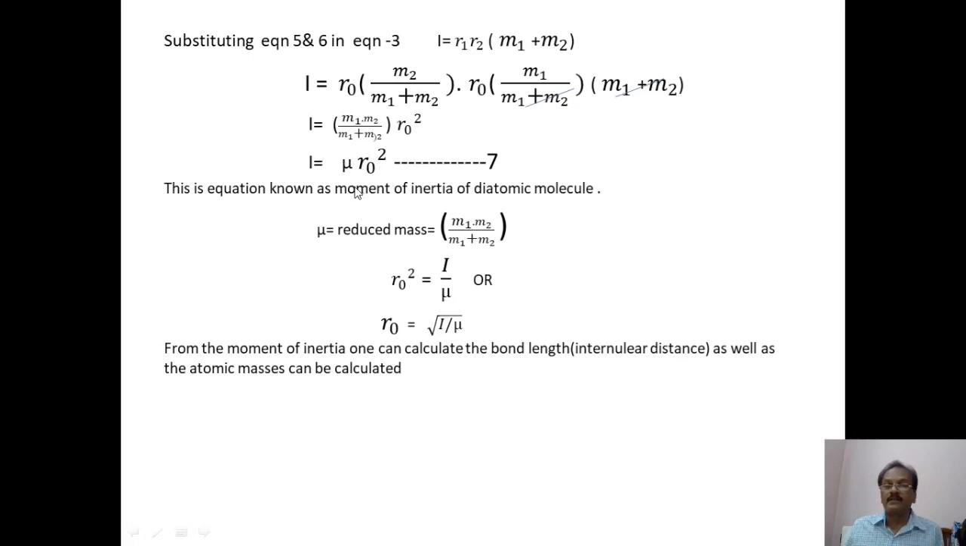From this, we can calculate the mass of each atom and also the moment of inertia, and we can also calculate the internuclear distance, that is, the bond length of the given molecule. So this equation is used in problems to calculate the bond length, mass, and also the moment of inertia of a given molecule. This derivation is asked in the examination for 5 marks, so be prepared for this one. Okay, thank you.